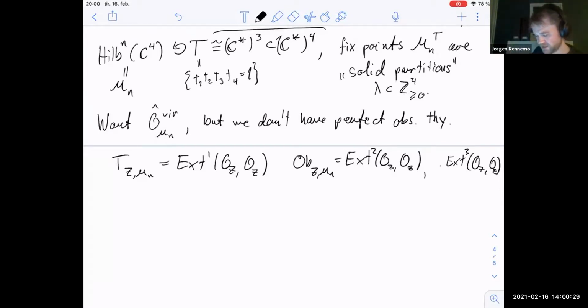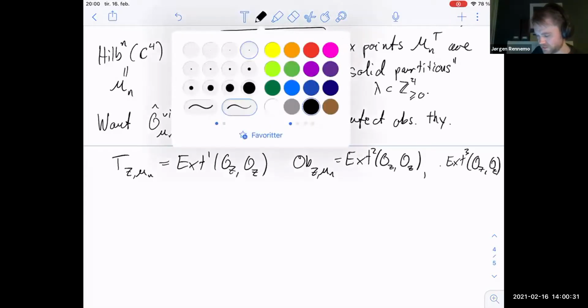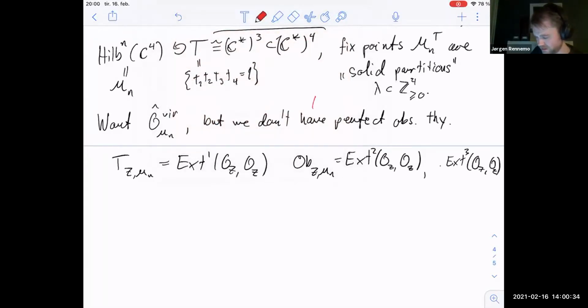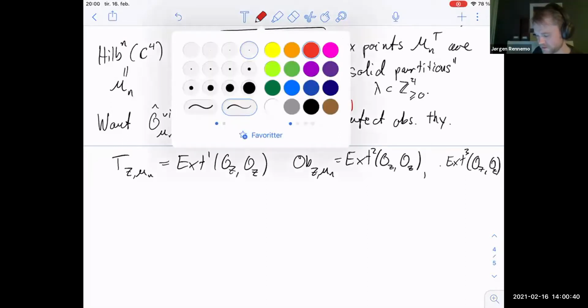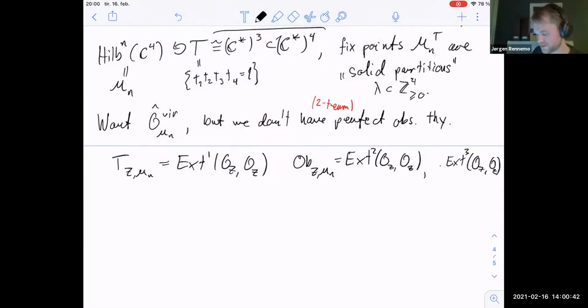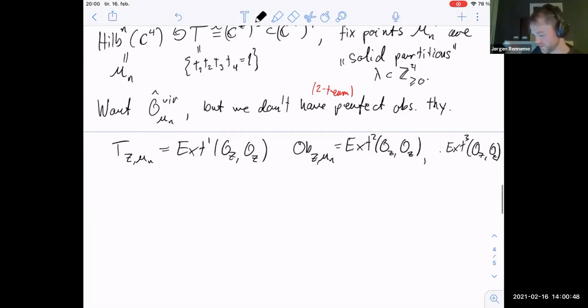Technically speaking, it's a condition in the classical theory of defining these things via perfect obstruction theories that whenever you write down a perfect obstruction theory, it has to have only 2 terms, and this has got 3 terms. So you can't really define virtual fundamental classes with this using the old technology.